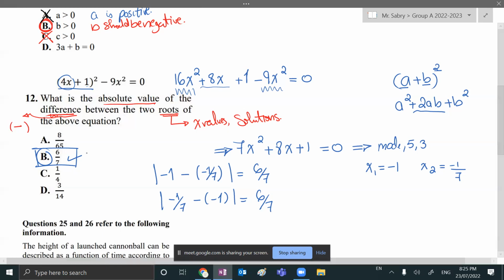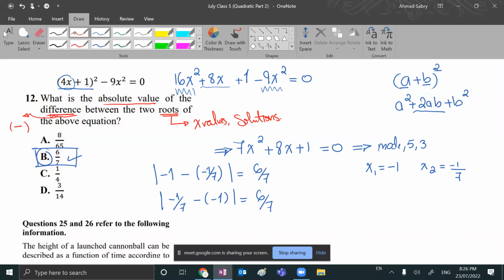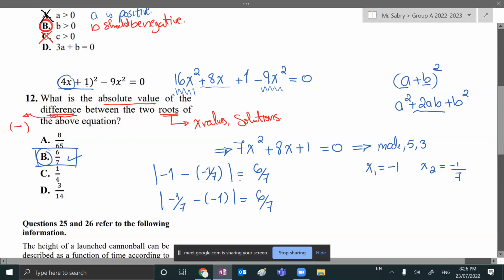But can you use the quadratic formula, you mean? You're asking, can you use the quadratic formula? Yes, of course you can. It will just be much, much longer and harder. So the quadratic formula is mainly, let me write it over here for you. It's negative b plus or minus square root of b to the power of 2 minus 4ac, all over 2a.